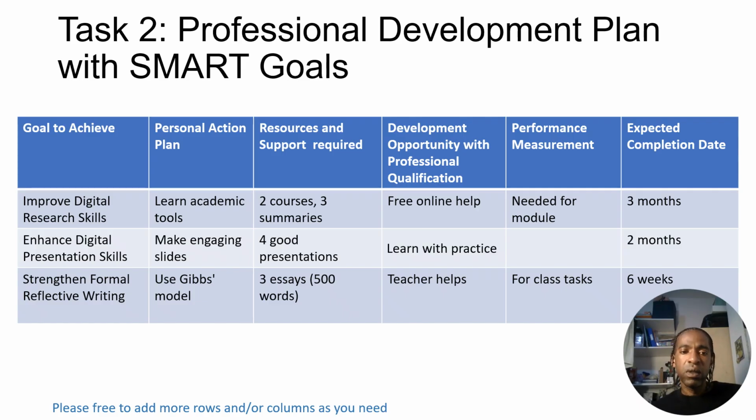Goals to achieve: strengthen formal reflective writing. Professional action plan: use Gibbs model. Resource and support required: 3 essays, 500 words. Development opportunity with professional qualification: teachers. Performance measurement: feedback from class staff. Expected completion date: 6 weeks.